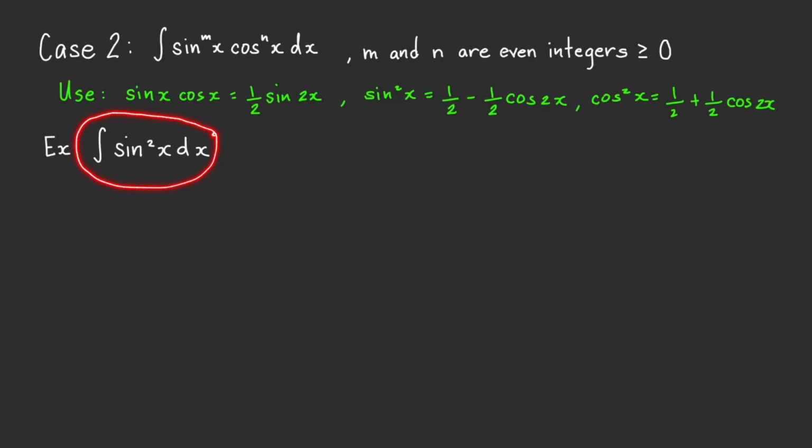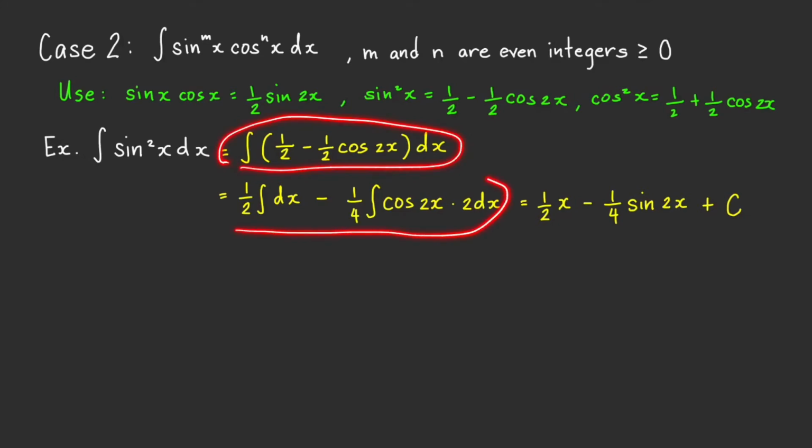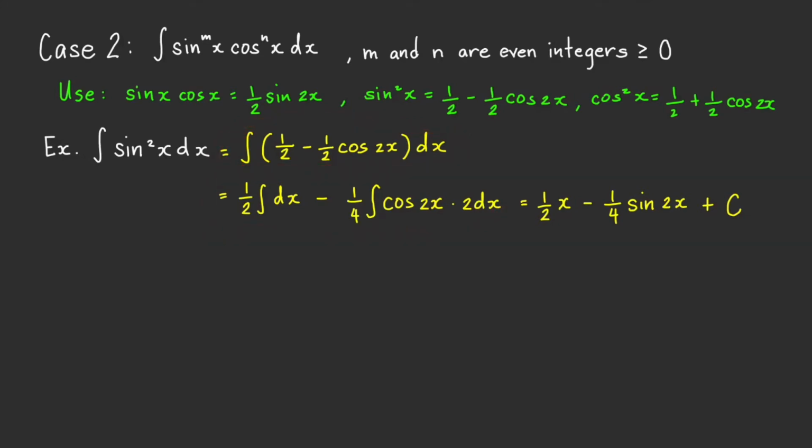So for this integral, we use this second identity. And we can write our integral into this form. Of course, it's very easy to find an antiderivative of 1/2. So the integral of this difference is equal to the difference of integrals. Now, to evaluate the integral of 1/2 cosine 2x, we use u substitution. So if our u is equal to 2x, then our du will be 2 dx.